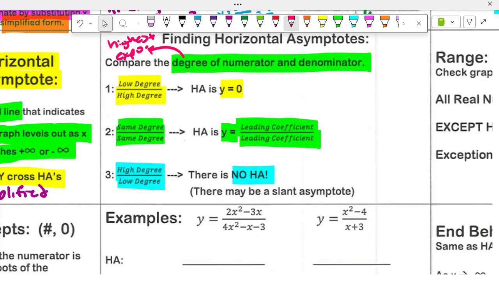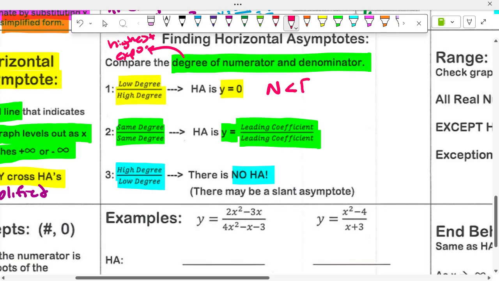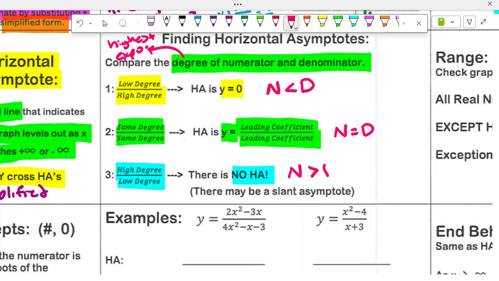Now, just to recap, if the numerator's degree is less than the denominator's degree, y equals 0. If the numerator and the denominator have the same degree, you take the two leading coefficients and make a fraction. And if the numerator's degree is greater than the denominator's, you have no horizontal asymptote.